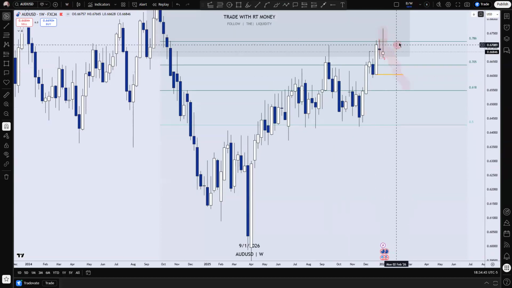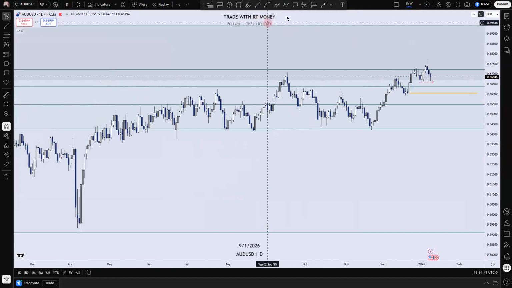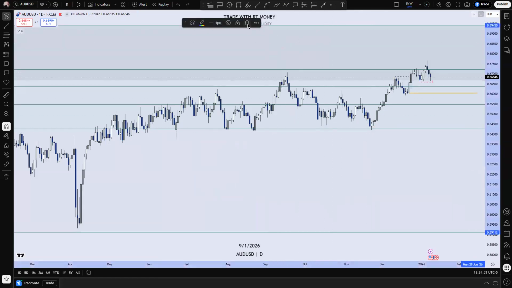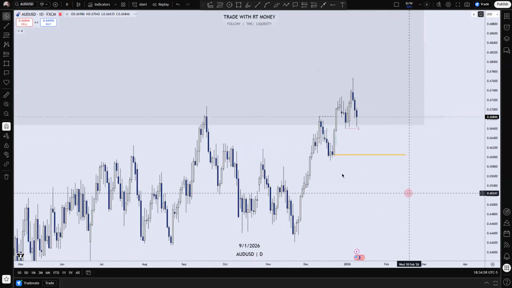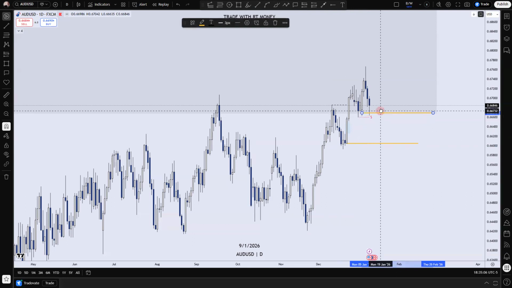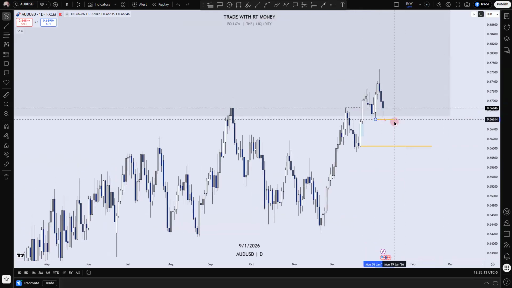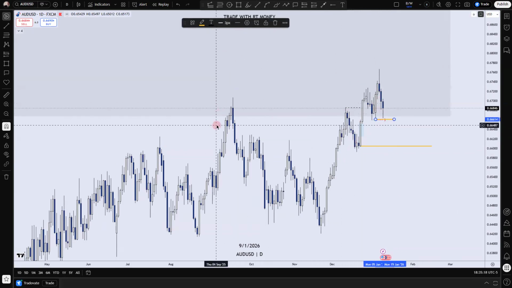Now, I'm not looking for a bullish Aussie dollar. Let's take a peek at that daily real quick. Let me clear this market up a little bit. Now, on a daily closing basis, this becomes the mark here. You see how we make this low and then push up higher here? Well, I'm going to tell you, this would mark a structure shift on the daily.